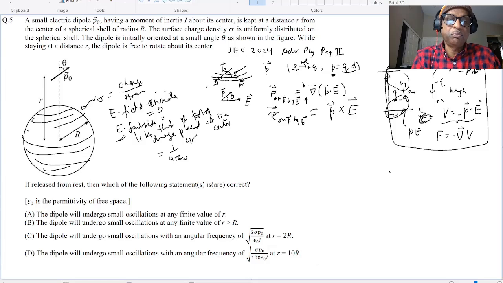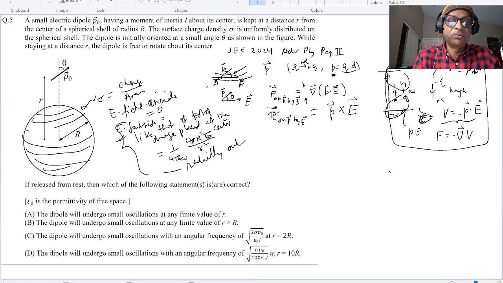Total charge will be 4 pi r square sigma, over this r square. R is the distance from the center to any point, and the field will be radially outward if sigma is greater than 0, and radially inward if sigma is less than 0.